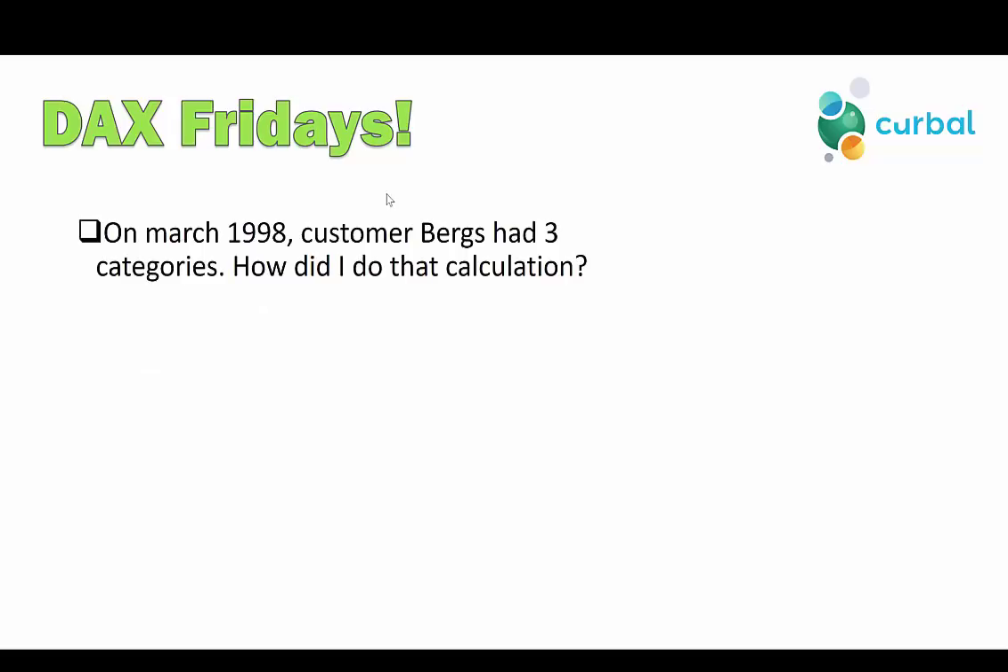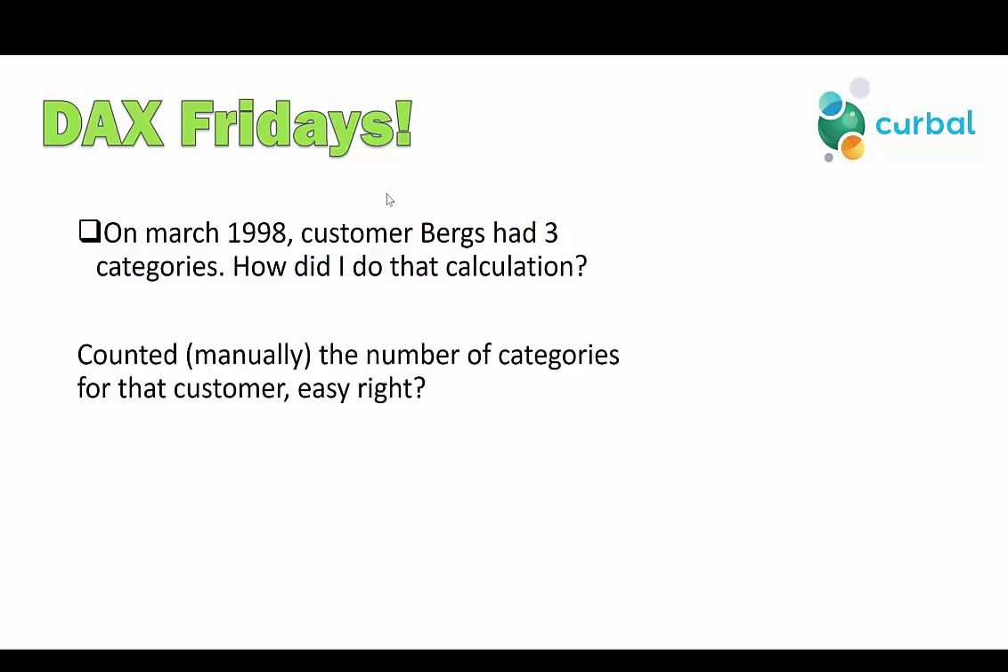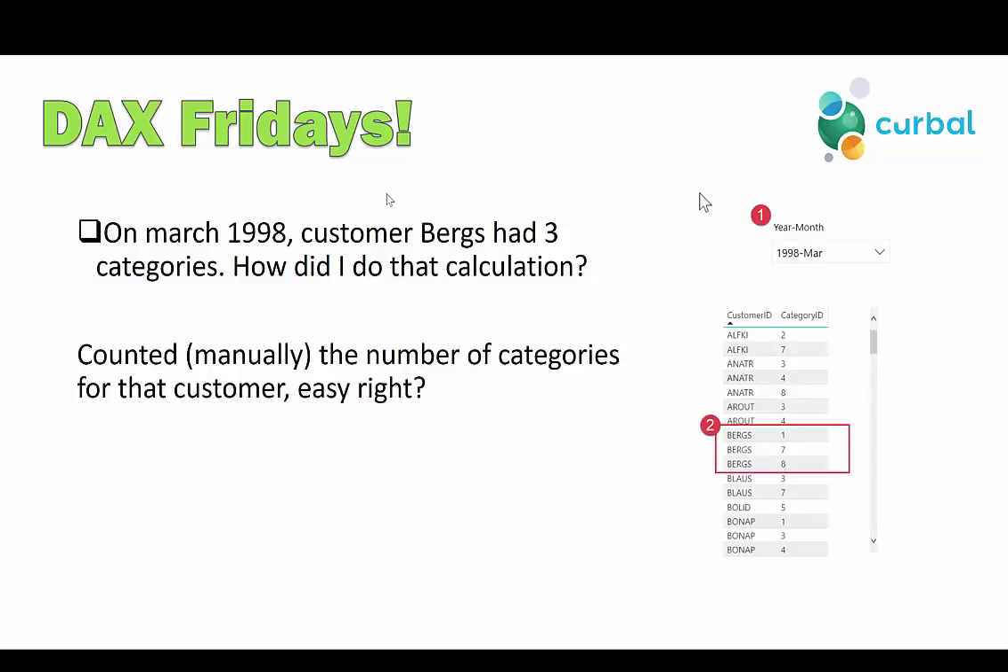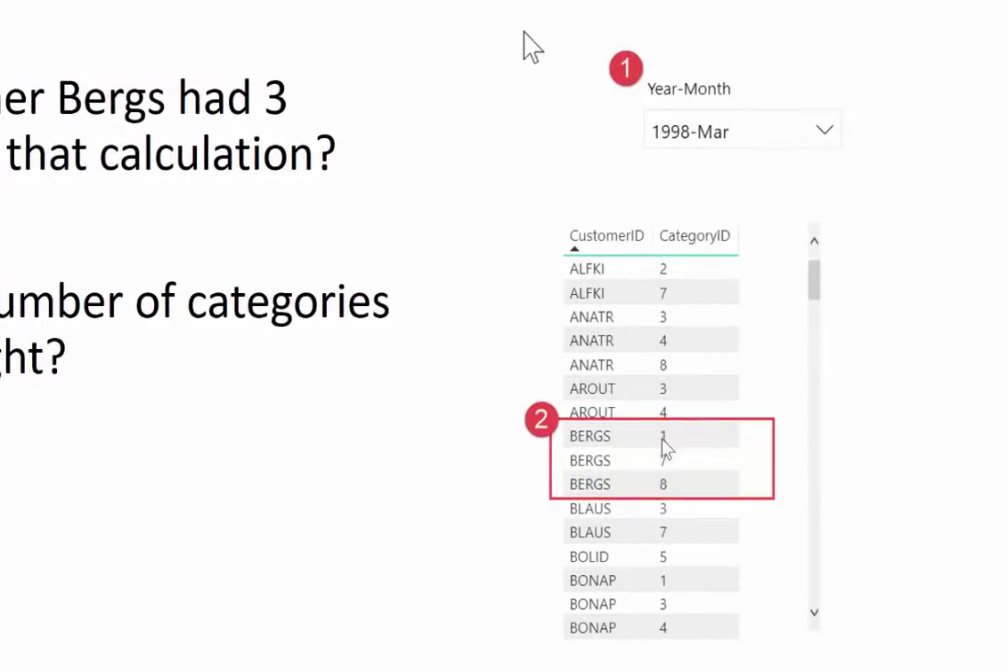You can actually go into the model and do that calculation manually. So for example, in March 1998, customer Bergs, and that is a customer ID, had 3 categories. So how do you do that? You can just go into the model, put together customer ID and category ID for a specific month. You have it here. And then you can see that, okay, if I do this manually, this customer bought 3 categories in this month: category 1, category 7, and category 8.